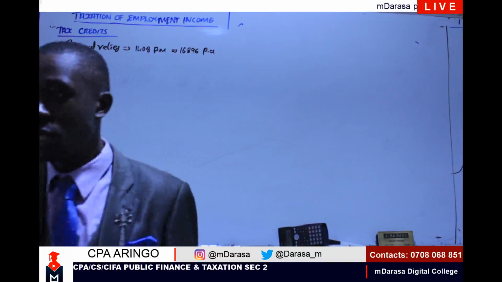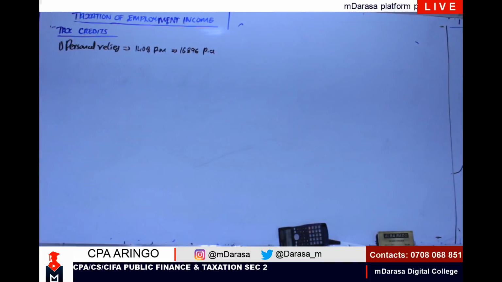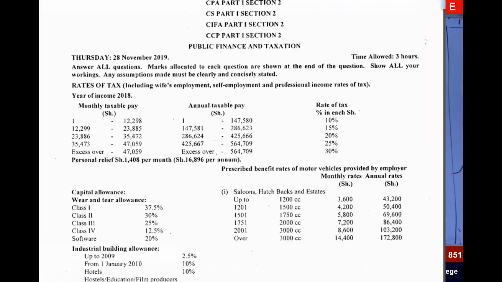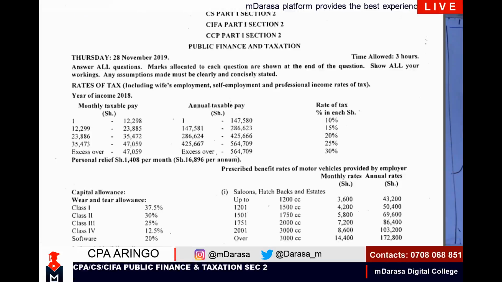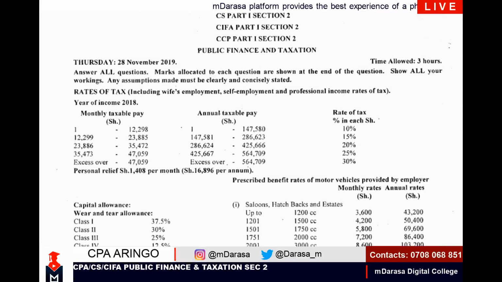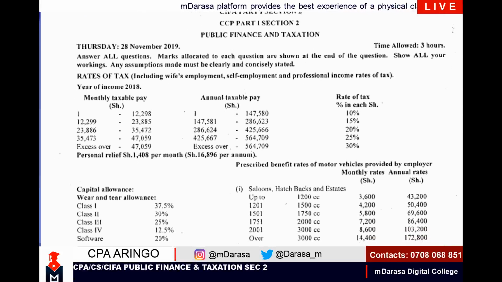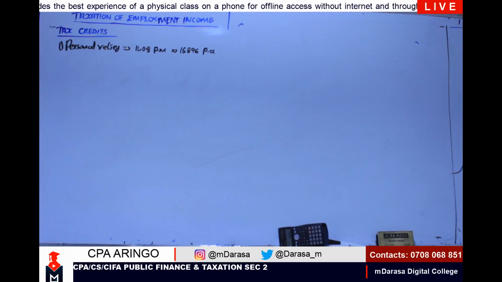And where will you be given? You'll always be given that amount. That's the beauty part with the examiner. Personal relief, I'm given 1,408 per month, and 16,896 per annum. So that is one of our tax credits that we'll be talking about.